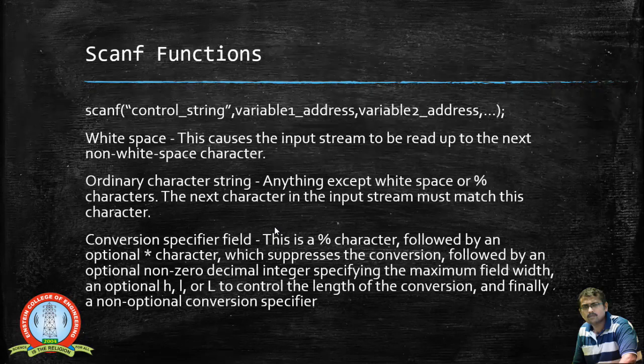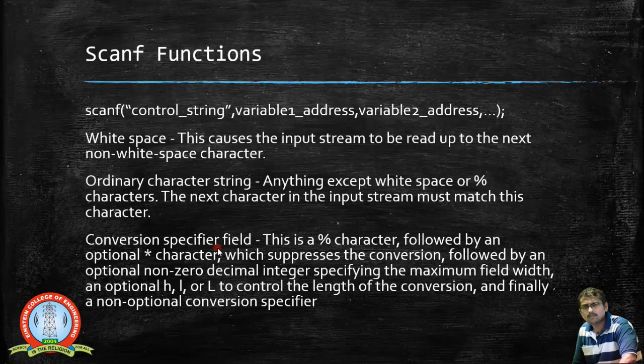And similarly, it may also consist of some ordinary character string, any string, whatever we are entering here. Sometimes it may also accept a null character, meaning a white space can also be accepted, or a stream of characters might be accepted. So that is what we mean by a white space and an ordinary character string. Now, the next one is the conversion specifier field.